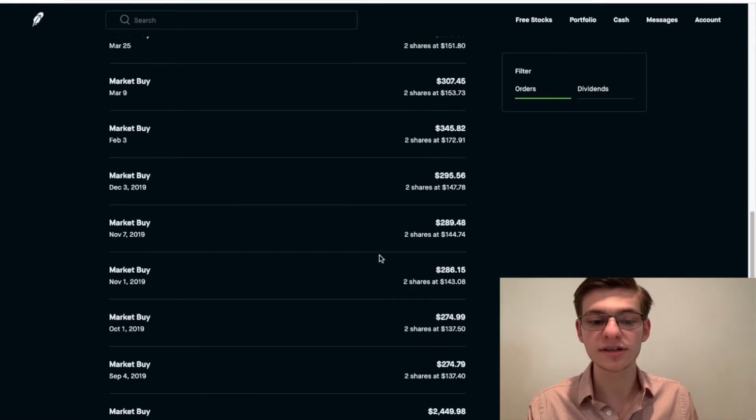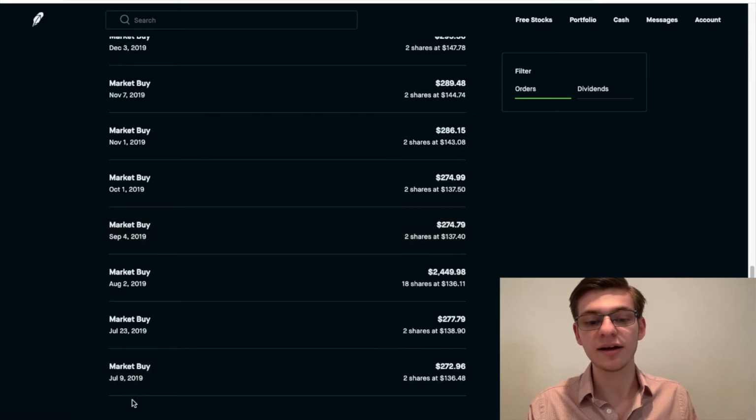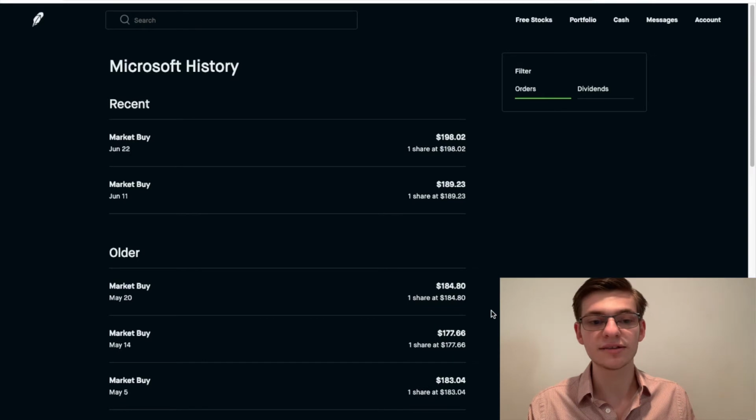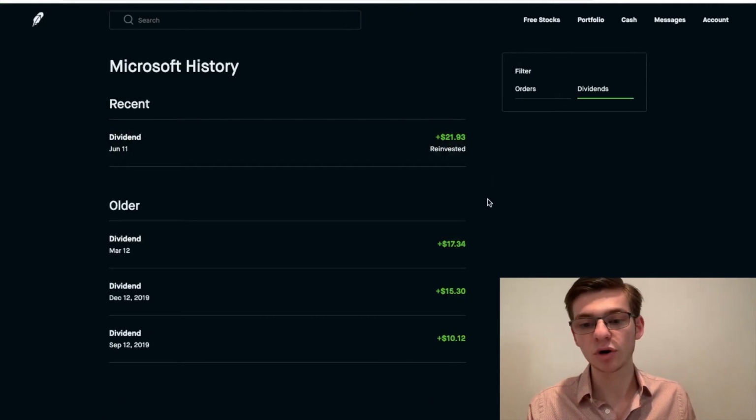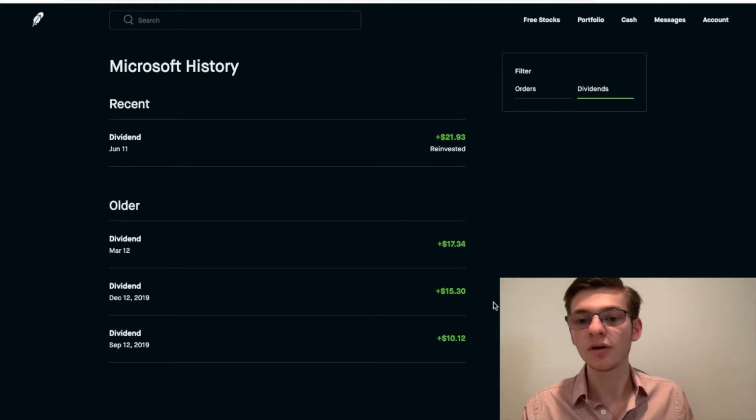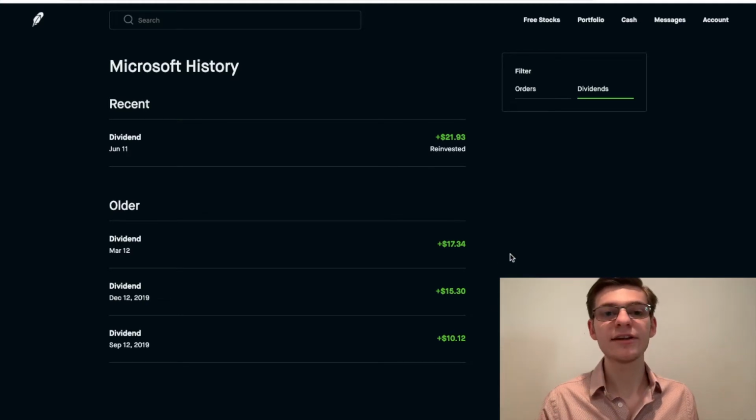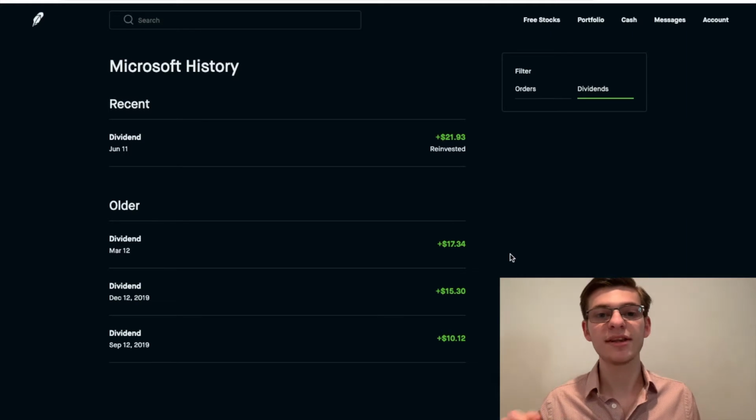If you look at the orders here, you can see I started buying it on exactly July 9th. So that's why I was not in time for the second quarter. I was not in time for the payable dividend date. But I have now received 4 quarters, so you can call it a year worth of dividends. So we're going to look at each dividend and also look at the increase between each dividend.